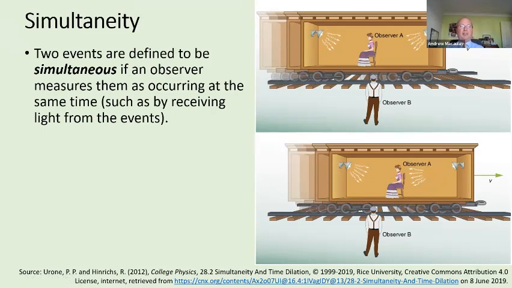So two events are defined to be simultaneous if an observer measures them as occurring at the same time, such as by receiving light from these two events, turning on the light at both ends of the carriage. We won't go into details as to how they're turned on, but this is a thought experiment, remember.